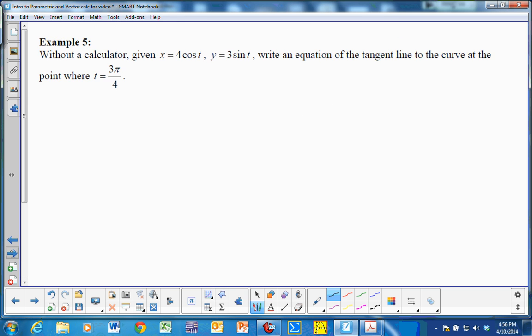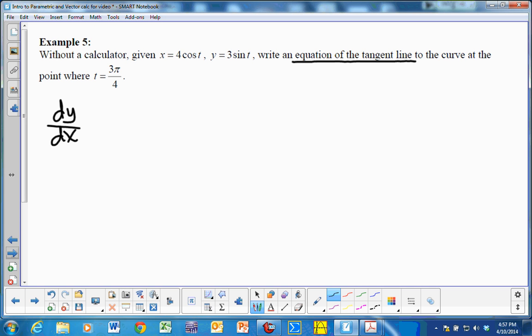So let's go ahead and go to example 5, and this will help review some other things we need to do, which has to do with writing an equation of a tangent line. So we've got to remember, what do we have to know to write an equation of a line? We have to know a point, and we have to know the slope. Well, the slope we get by finding dy/dx. That's the slope of the tangent line at any certain point. So we want to find dy/dx, and we want to evaluate it when t equals 3π/4.